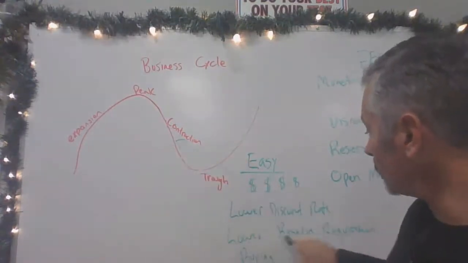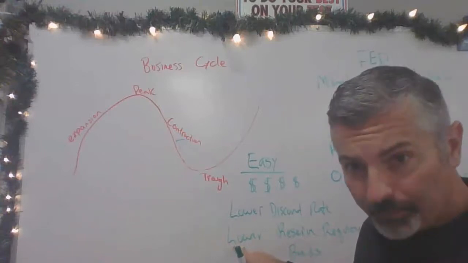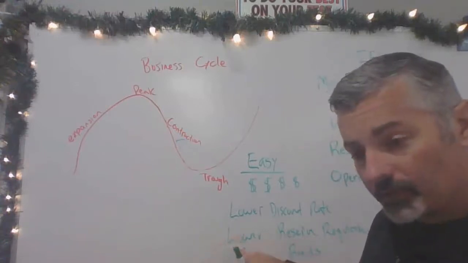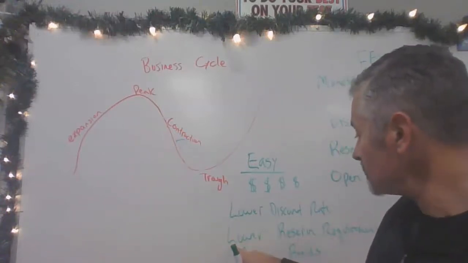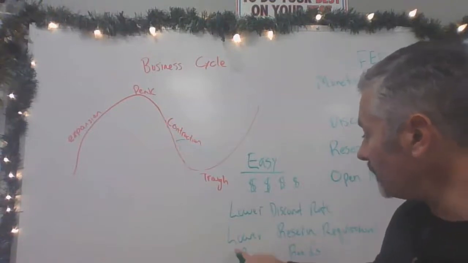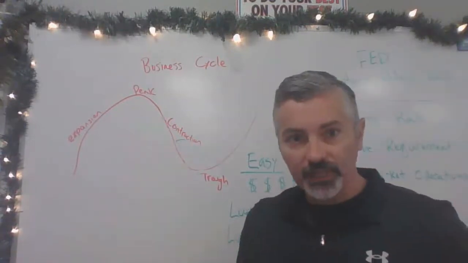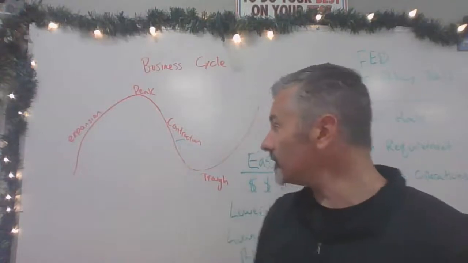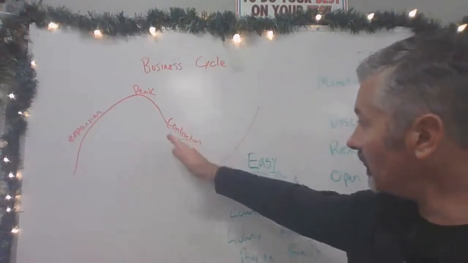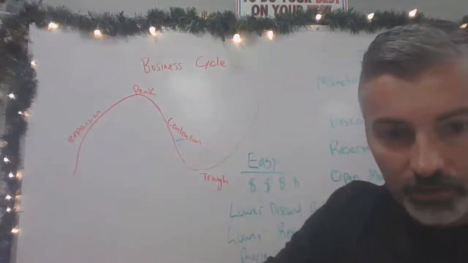With lower reserve requirement, banks would be able to loan out more money, and individuals would then purchase things with that money. And then with buying bonds, more people would have money in their hands, and they would probably buy stuff with it. And all of that would help to get GDP going and to get us into an expansion.